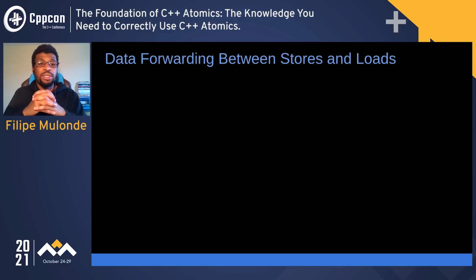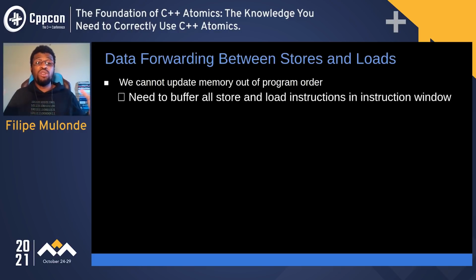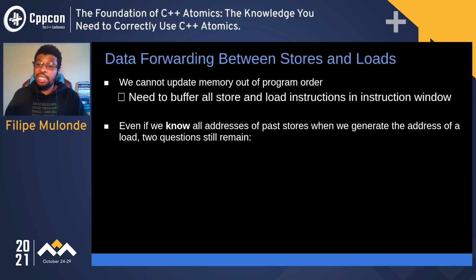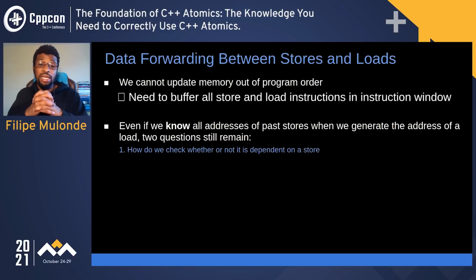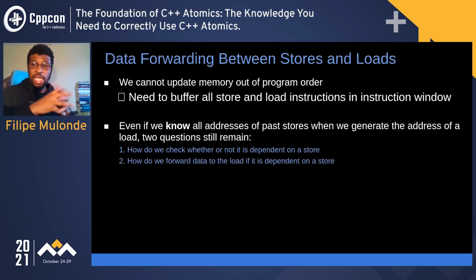Now let's talk about data forwarding between stores and loads. We cannot update memory out of the program order, and we need to buffer all the store and load instructions in the instruction window. But even if we know the addresses of past stores, when we generate the address of a load, two questions still remain. The first: how do we check whether or not a load is dependent on a store? And the second: how do we forward the data to the load if it's dependent on a store? So these are two important questions.